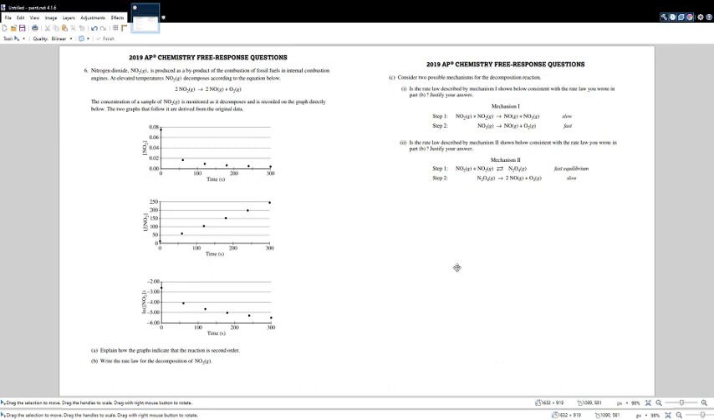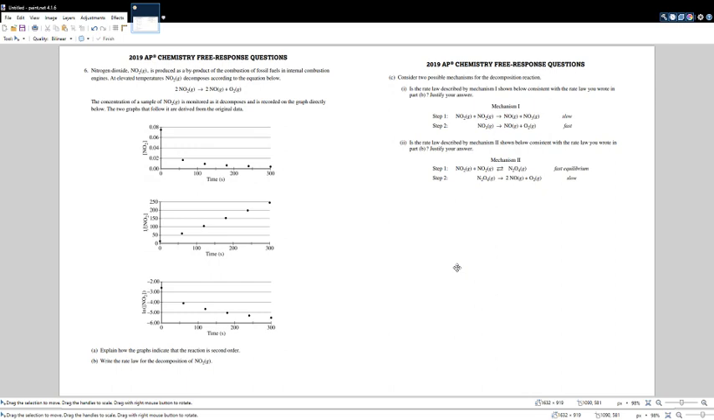So this is the 2019 AP Chemistry Free Response questions, and this is number 6. It says nitrogen dioxide is produced as a byproduct of the combustion of fossil fuels in internal combustion engines. At elevated temperatures, nitrogen dioxide decomposes according to the equation below. The concentration of a sample of nitrogen dioxide is monitored as it decomposes and is recorded on the graph directly below. The two graphs that follow it are derived from the original data.